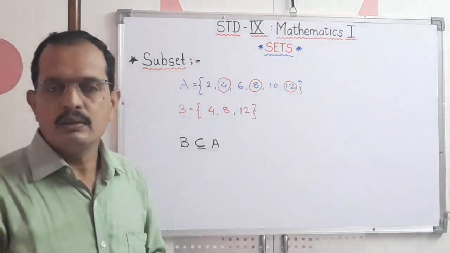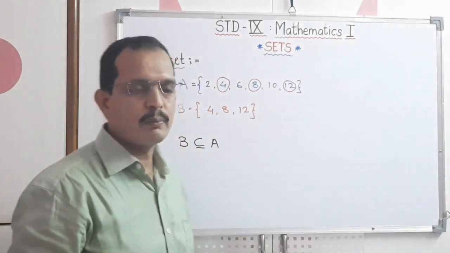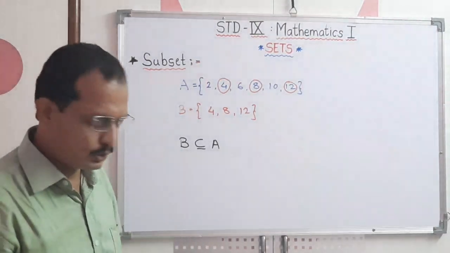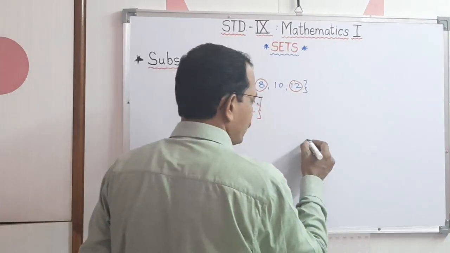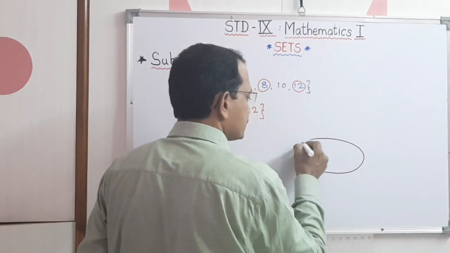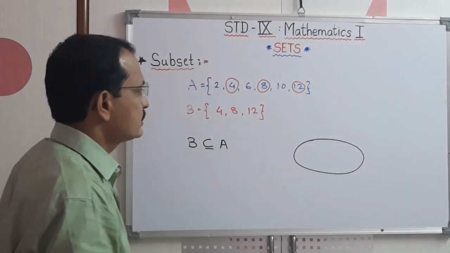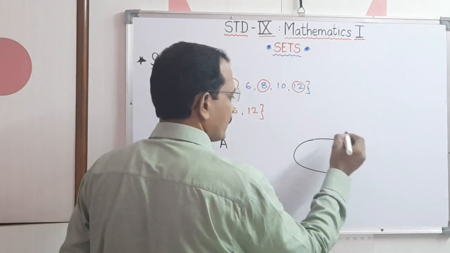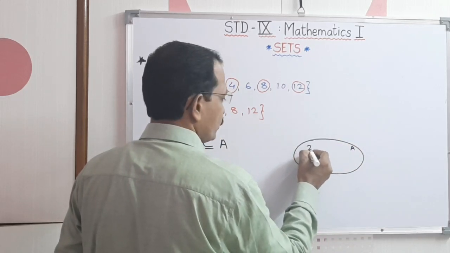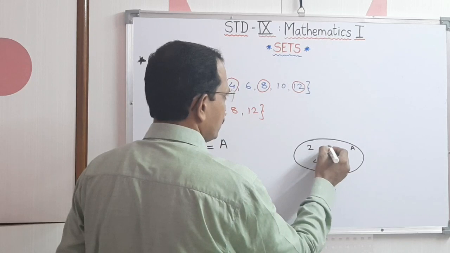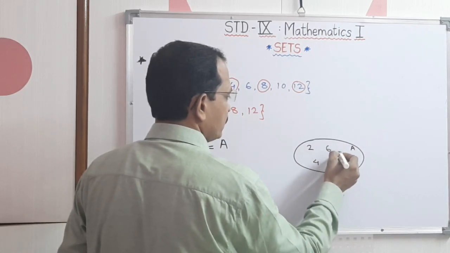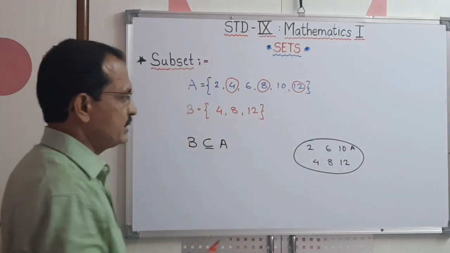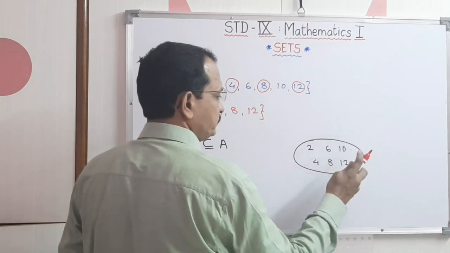Just now we learned the Venn diagram. If we have to represent this subset relation by using a Venn diagram, how can we do it? See here, suppose I draw a Venn diagram like this. In this, I write here, this is set A, which contains the elements 2, 4, 6, 8, 10 and 12. These are the 6 elements of set A.